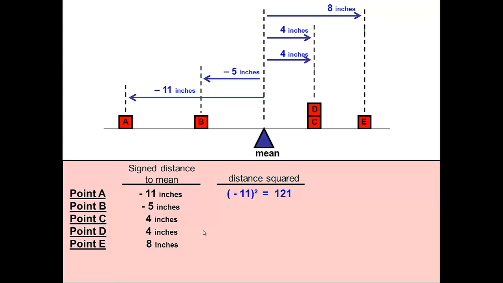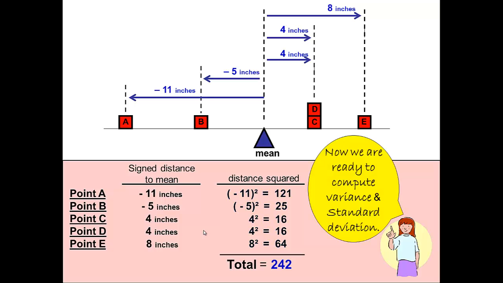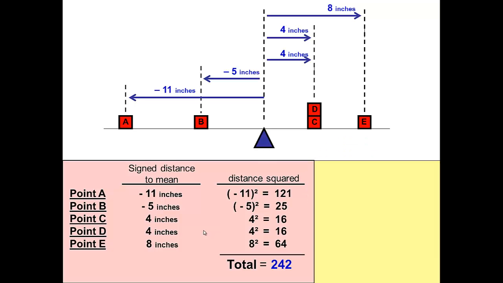Negative 11 squared gives us 121. Negative 5 squared equals 25. 4 squared gives us 16. 4 squared gives us 16. 8 squared gives us 64. And total those numbers to get 242. Now we're ready to compute the variance and the standard deviation.